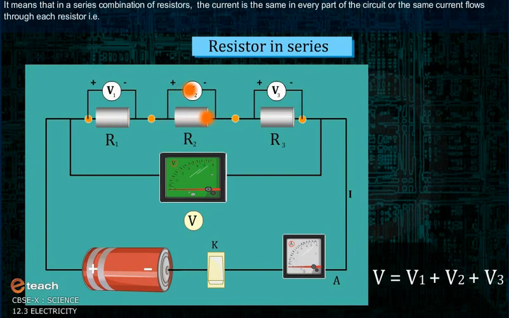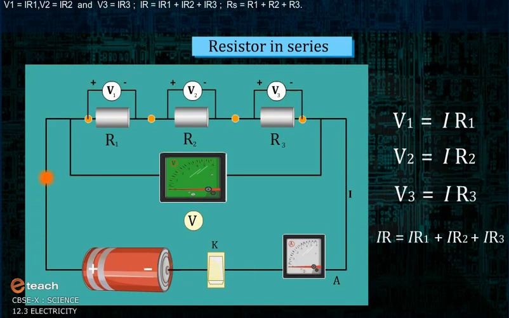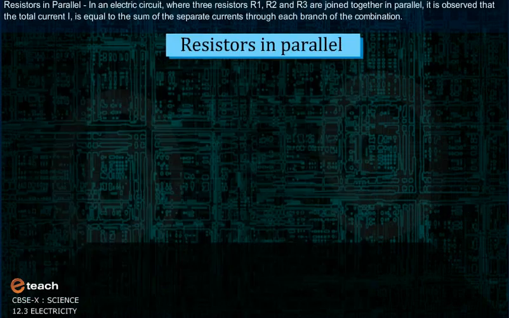That is, V1 is equal to IR1, V2 is equal to IR2 and V3 is equal to IR3. IR is equal to IR1 plus IR2 plus IR3. Rs is equal to R1 plus R2 plus R3.